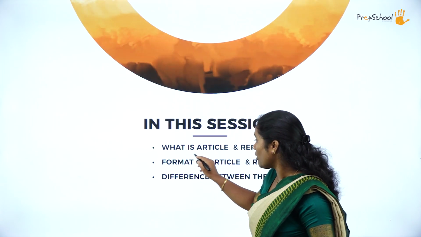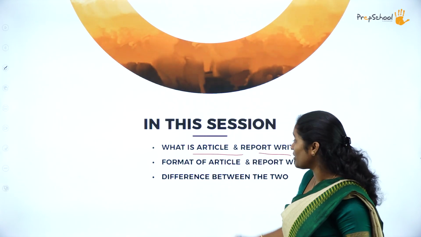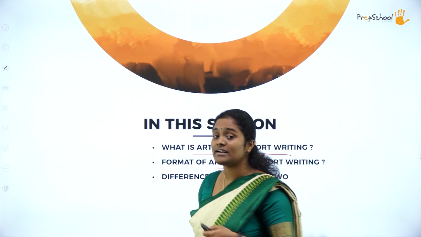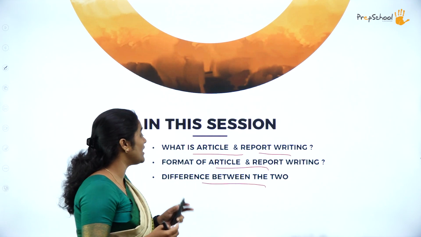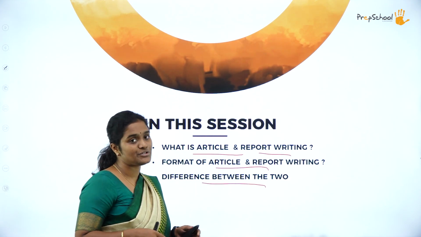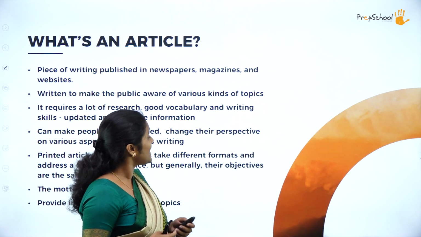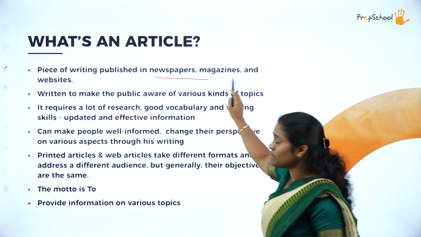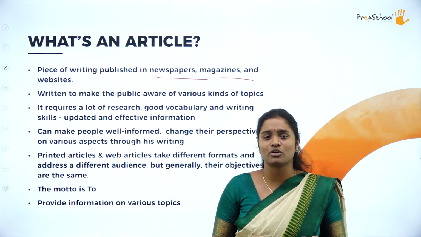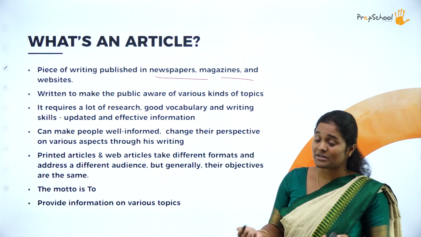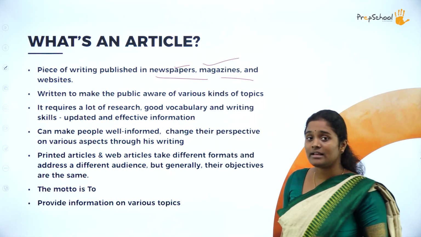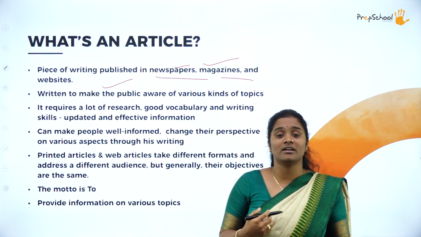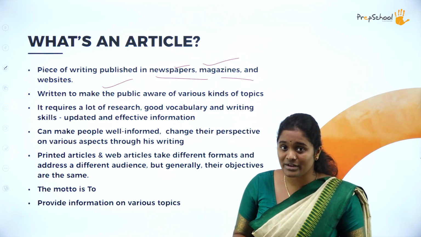So we're going to talk about what an article and report writing is, what is the format of both of them and how are they different from each other. Let's understand what are the components that need to be incorporated in case of an article and in case of report writing, okay? So let's understand what is an article. An article is a piece of writing published in newspapers, magazines. You might have come across these articles in a number of printed platforms like newspapers, magazines and websites as well. Websites, you might have read articles or blogs, for example, right?